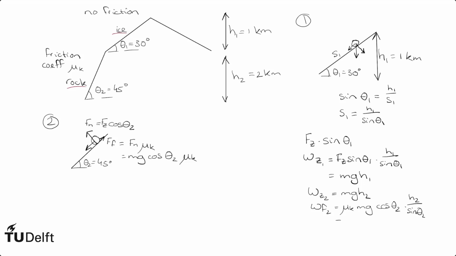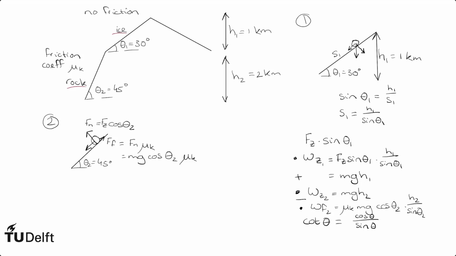Now I have to be a little bit careful. This work is done by friction. It's decelerating you, whereas the work done by gravity is accelerating you. So the net work done is the gravity work on the first part, plus the gravitational work on the second part, minus the frictional work, because friction is slowing you down.